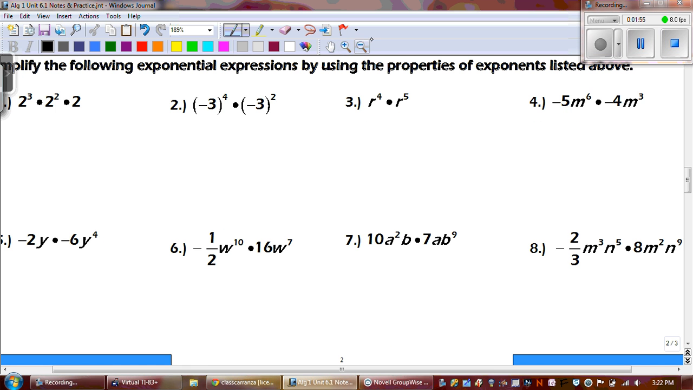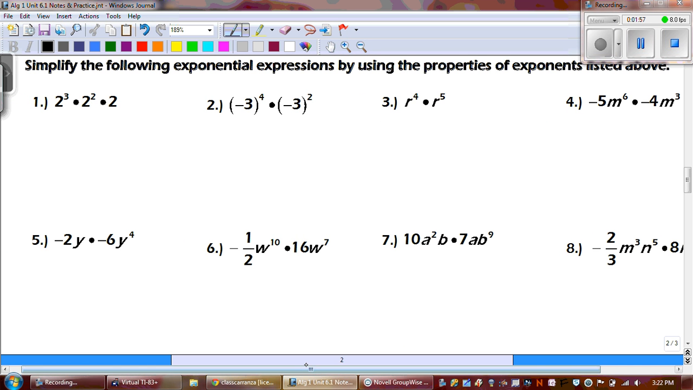Looking at number 1, we have 2 cubed times 2 squared times 2. Remember, if it doesn't have an exponent, there's a 1. So what we're going to be doing is we're going to add those numbers. Your base stays the same. So 3 plus 2 plus 1 is 6.